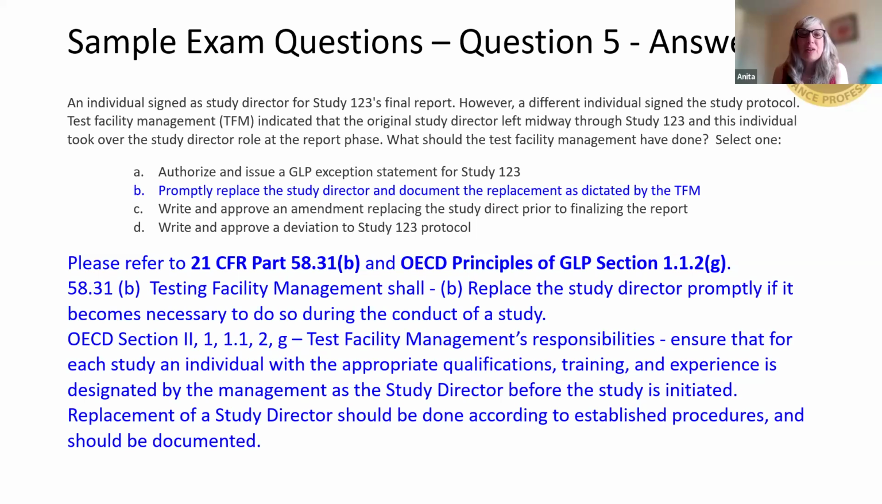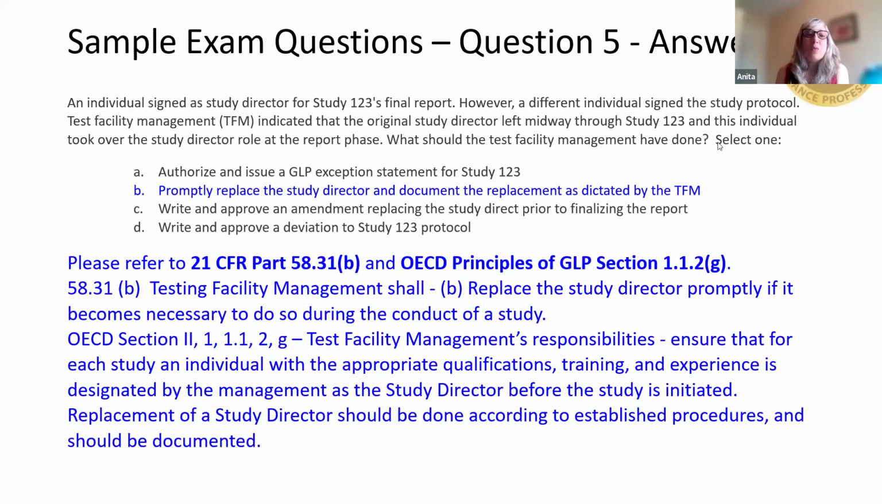Like this one, the only reason C would not be a good one is because of the phrase "prior to finalization of the report," because it should be done immediately. So that's the very difficult part of these questions, at least in my opinion, that you really need to read every single question and answer carefully. So that's really the main part of it.